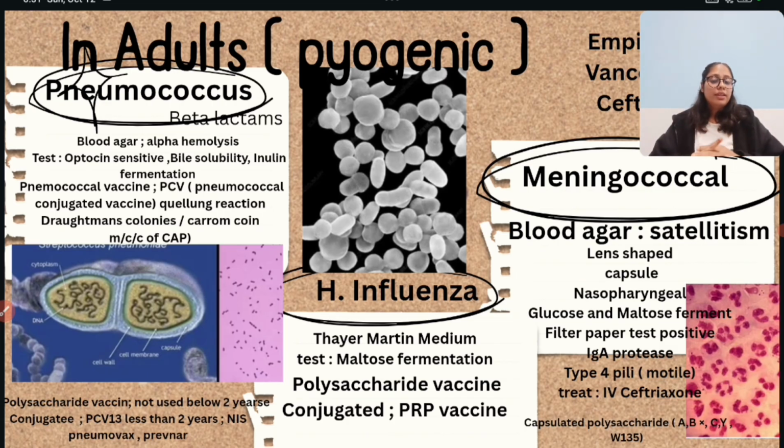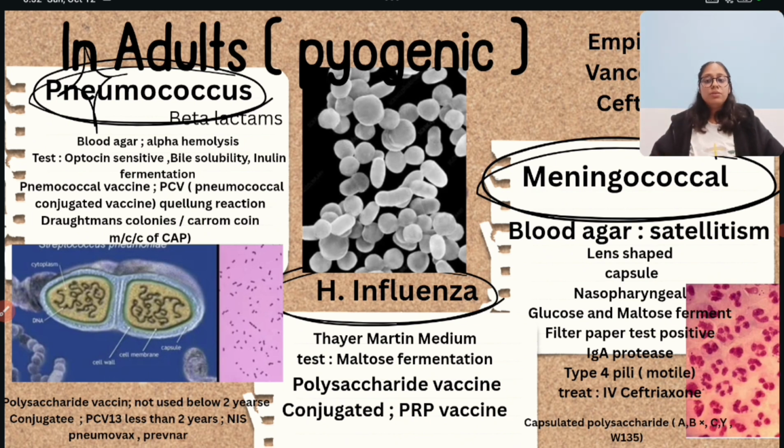Then we have pneumococcal conjugate vaccines. You also have one more thing, that is Draughtsman colonies or carom coin colonies. I forgot to add the picture, but the carom coin colonies and Draughtsman colonies look like this: if this is a circle, there will be a small circle inside it, and you can clearly appreciate the two circles, which is why it looks like the carom coins that we have. So this can also be one of the hints they give you. Also, this is the most common cause of community acquired pneumonia.